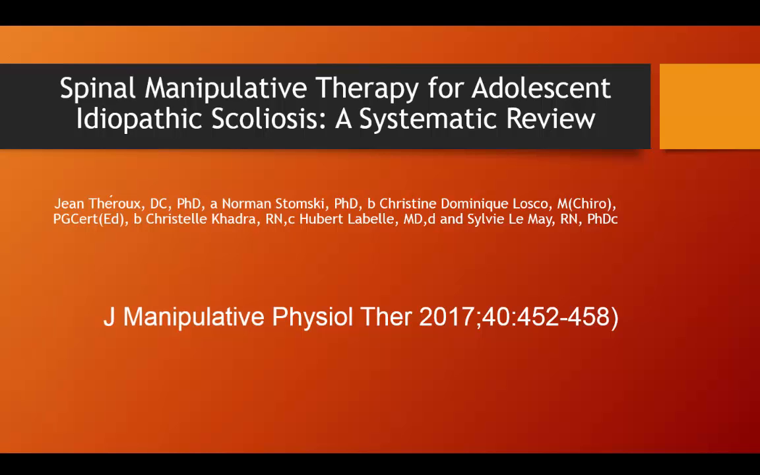The title is Spinal Manipulative Therapy for Adolescent Idiopathic Scoliosis, a systematic review published in the Journal of Manipulative and Physiological Therapeutics in 2017. But before we summarize the findings of this review, let's first start with defining adolescent idiopathic scoliosis.